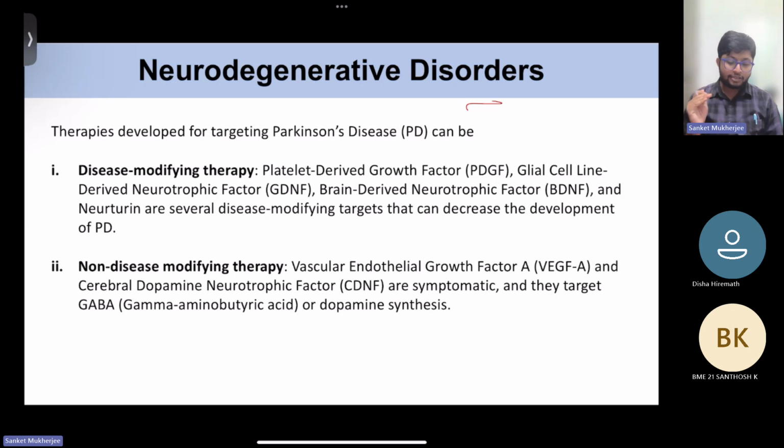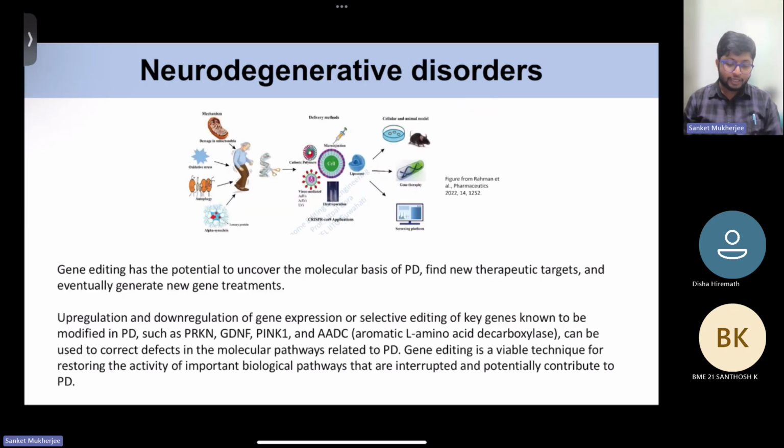There could be non-disease modifying therapy, where there are several factors which induce dopamine synthesis, because dopamine, which acts as a very important neurotransmitter, is non-functional. It doesn't work. That leads to the exacerbation of Parkinson's disease. And hence, factors which induce dopamine synthesis, or their analogs, can work as non-disease modifying therapy. So you can read about all of this in the slides. I'll not get much into it.